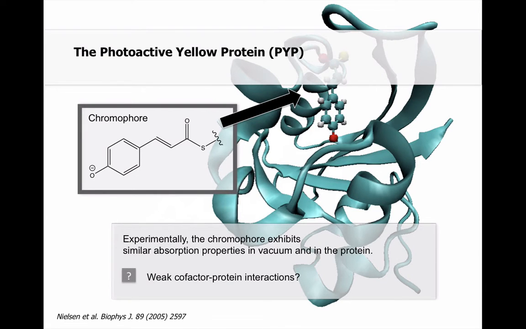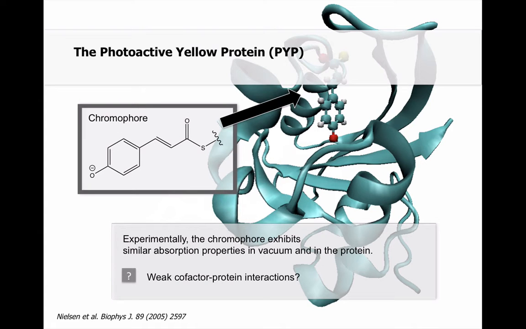Experimentally, it has been found that the chromophore exhibits similar absorption properties when it is found inside the protein and when it is found in isolation. We were a bit puzzled by this finding, because it pointed to a very weak cofactor-protein interaction, and if that were the case, there would be no way of performing color tuning of this chromophore when sitting inside the protein.